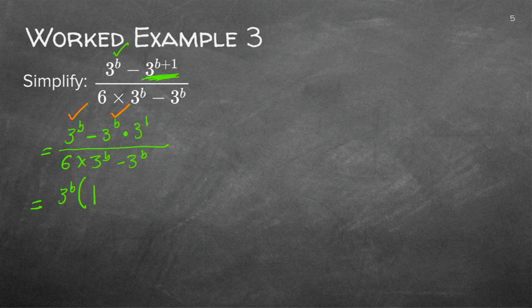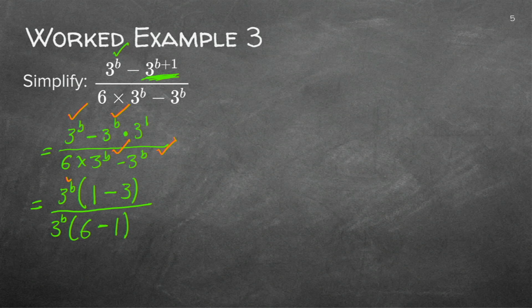What is left is going to be a 1 minus, so this time we have a minus, so it's going to be 1 minus 3 to the power of 1, which is 3, and you divide this by, check for common factors again, 3 to the power of b and 3 to the power of b, you have a common factor there. So you need to take out 3 to the power of b as a common factor, and you are left with 6 minus 1. If you're left with 6 minus 1 there, you look for common factors and you divide them if they appear as a numerator and a denominator.